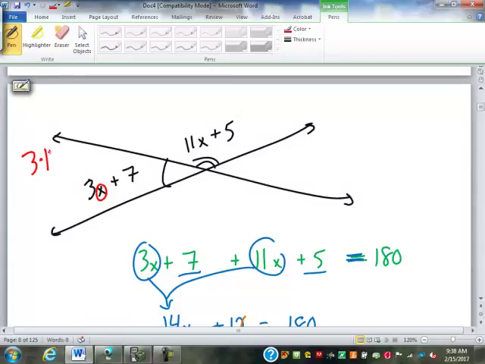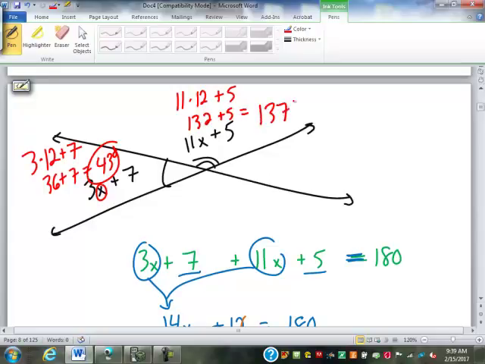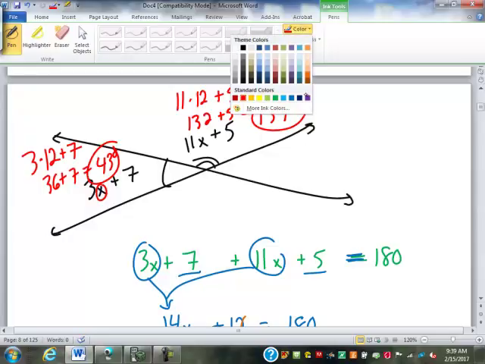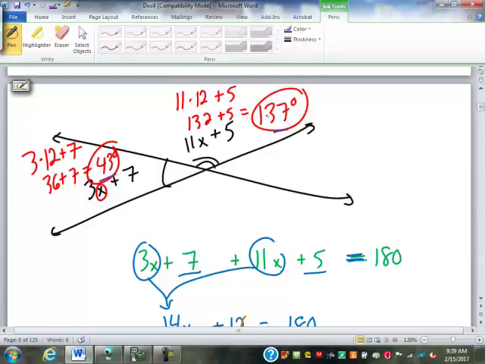So 3x becomes 3 times 12 plus 7. So yes, 3 times 12 is 36, plus 7 is 43, good. So that's 43 degrees. 11x becomes 11 times 12 plus 5. 11 times 12 is 132, plus 5 is 137. Now I'm going to just double check. Do those add up to 180? Yeah, they do. So that's it. Those are my two angles. Any questions?